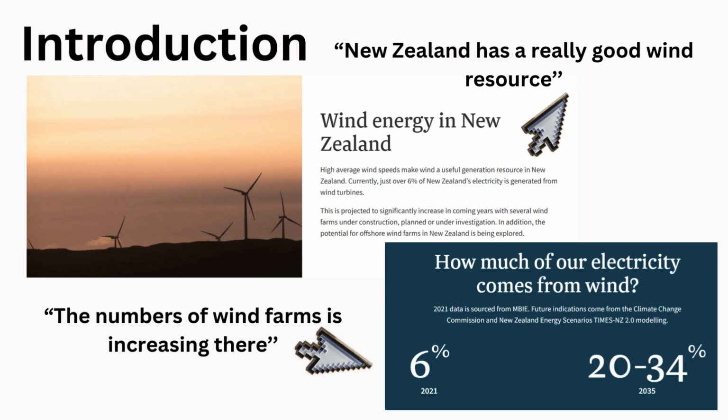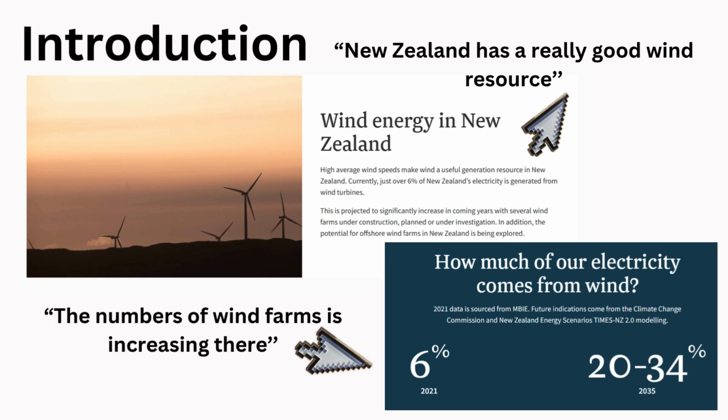And first, we must find a location for our wind power plant. We have a lot of ideas where the location could be, but we chose New Zealand because we found many articles about the good wind resources there, especially mentioning the high average wind speeds. Currently, 60% of the electricity in New Zealand comes from wind in the year 2021, and the number of wind farms is increasing constantly there.